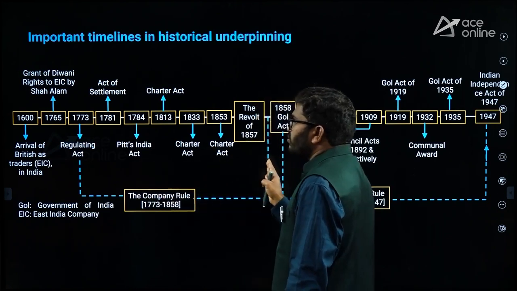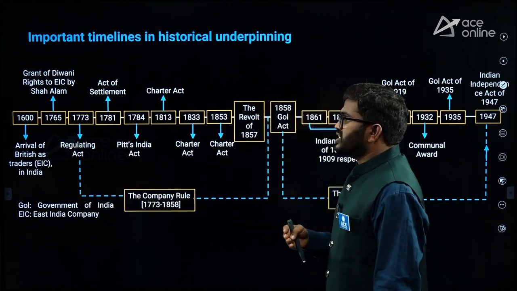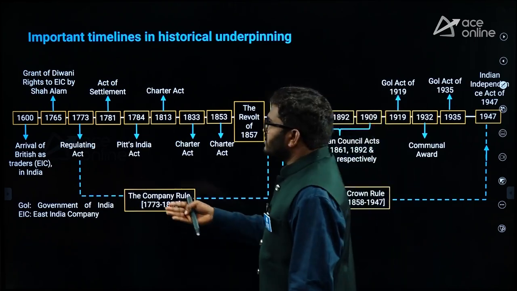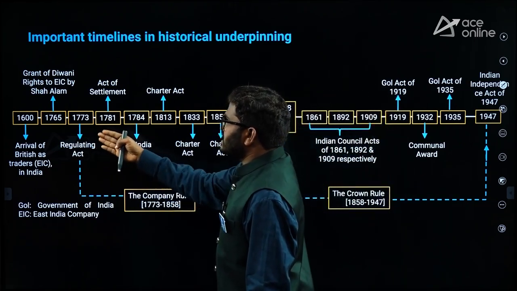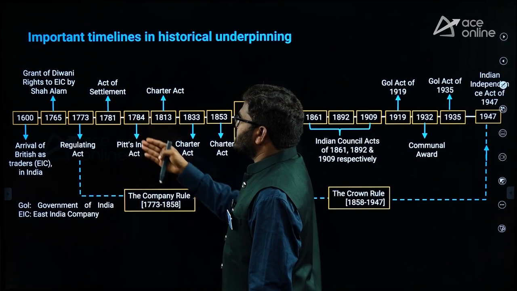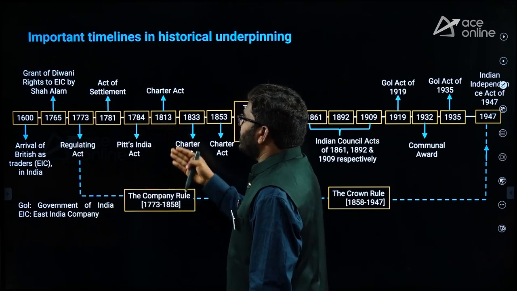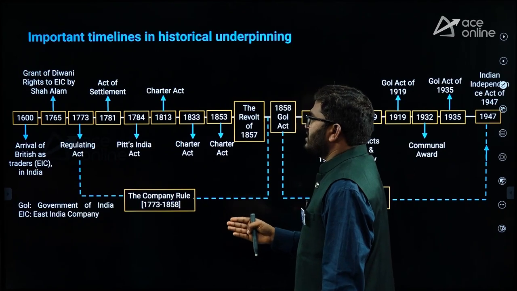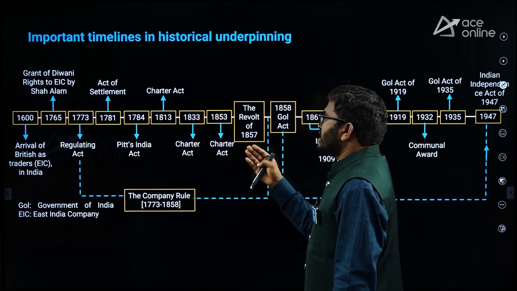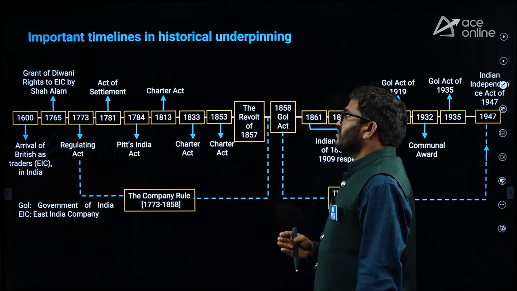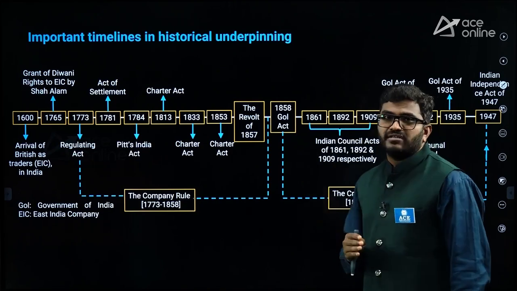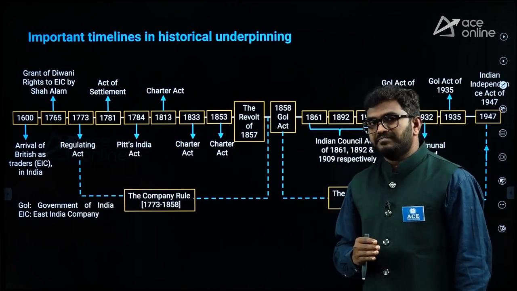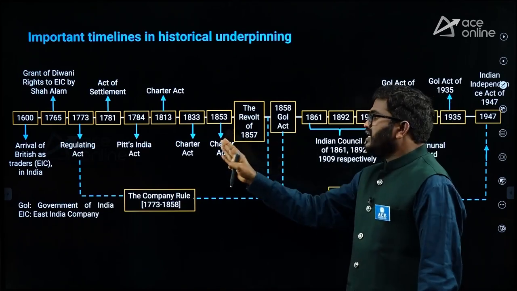During this company rule, many acts and regulations were passed. See here: the first Regulating Act of 1773, then the Act of Settlement, then Pitt's India Act, then the Chartered Acts of 1813 and 1833, and the Chartered Act of 1853. Then after that, the revolution of 1857 happened. This is the company rule.